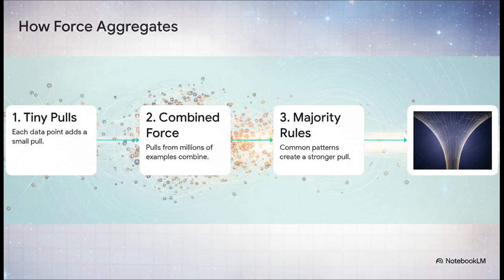And here's how those tiny pulls become an unstoppable force. You've got each data point creating a little pull. Then all those pulls from millions of examples, they all combine. And so the patterns that show up all the time, they create a massive collective gravitational pull. They're the ones that carve out the deepest valleys and the steepest slopes. They create the strongest gradient.